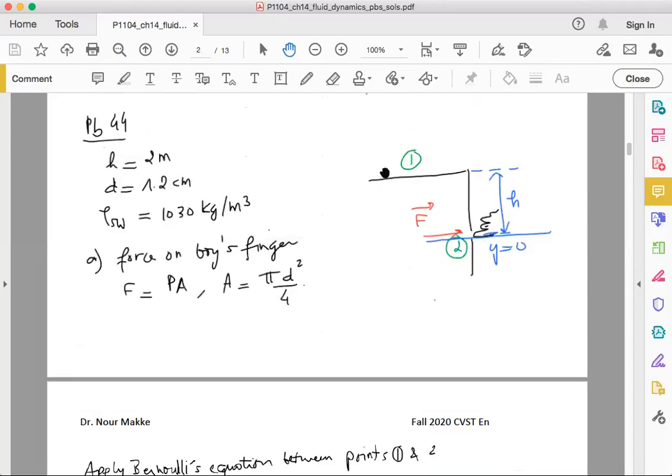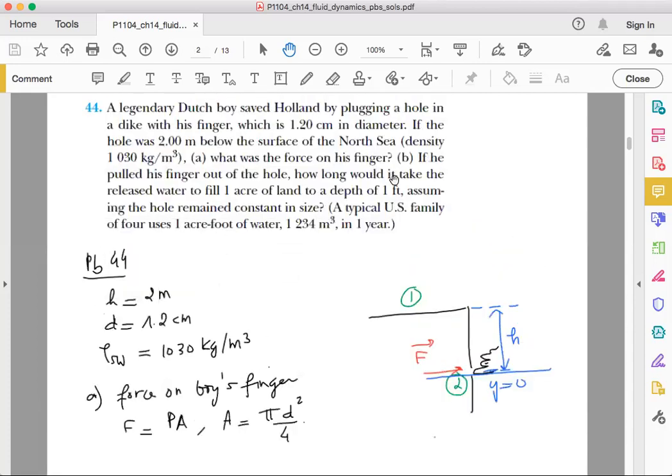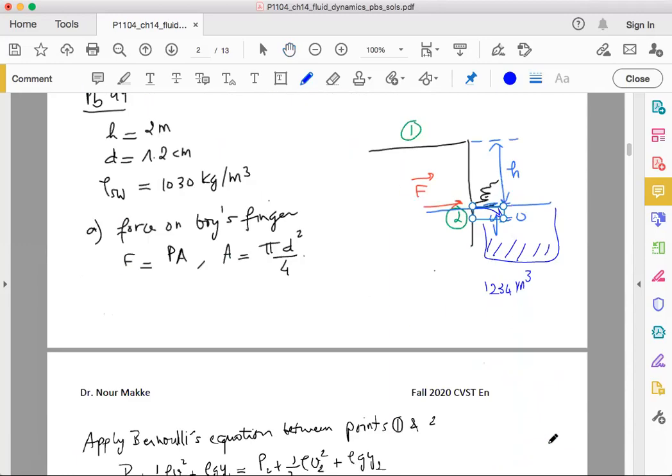So we continue with the second question. The second question is, if the boy pulled his finger out of the hole, how much time does the water flowing out of the hole need to fill a volume of 1234 cubic meters? So 1234 cubic meter. This is the question.